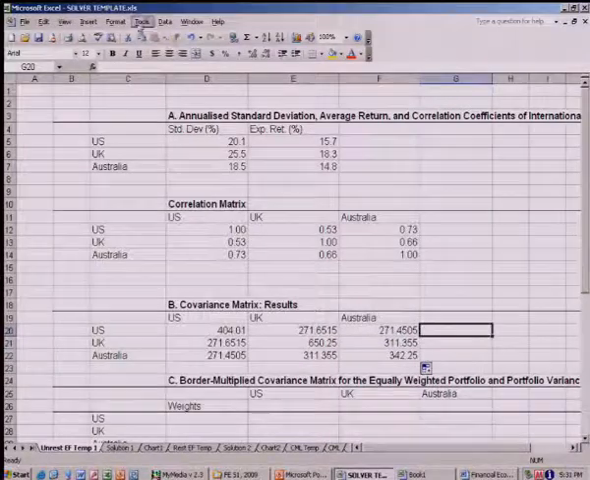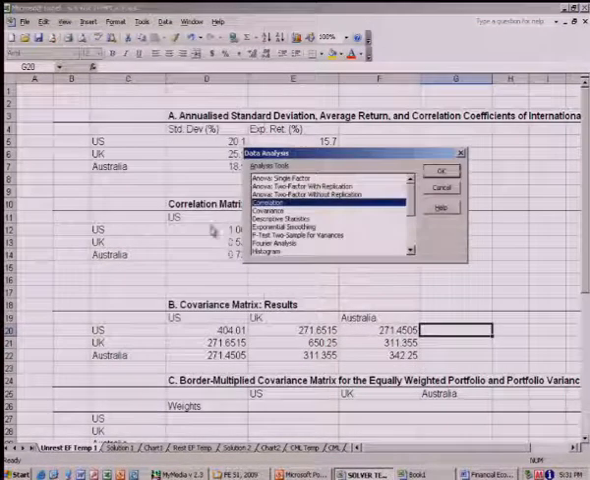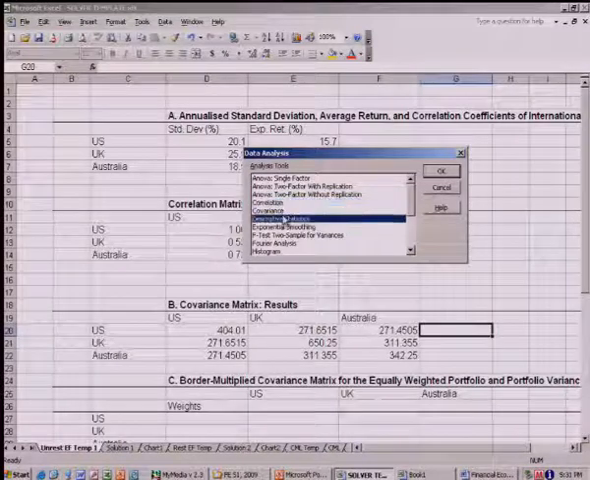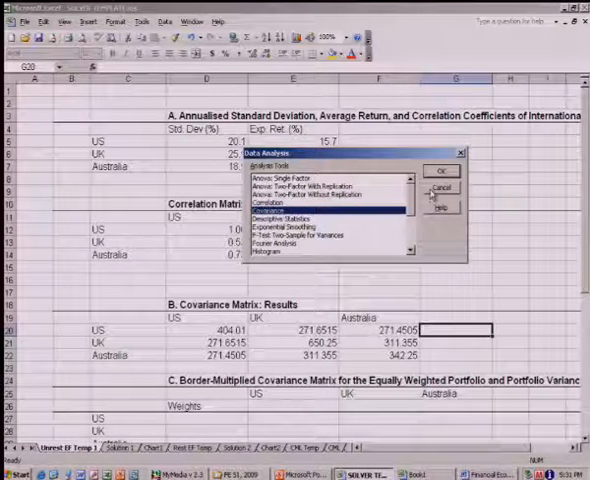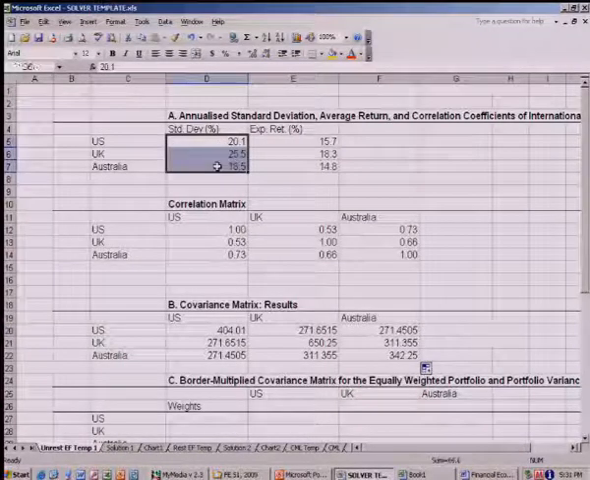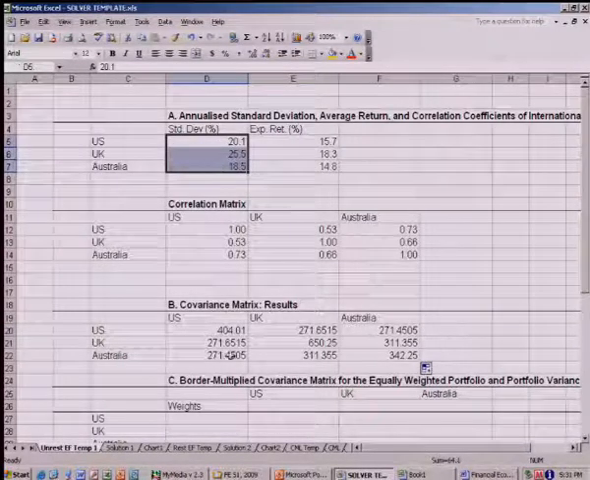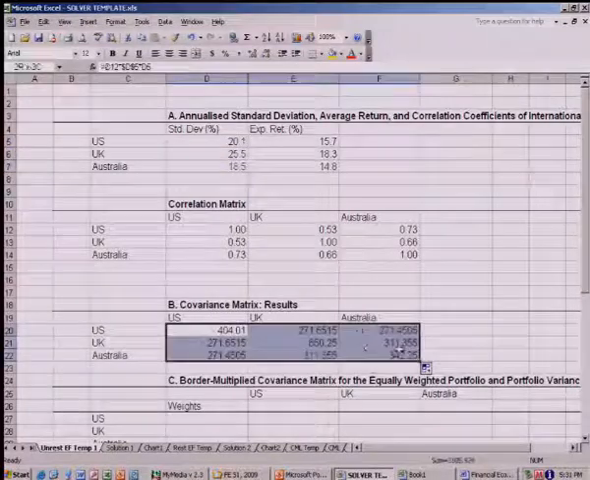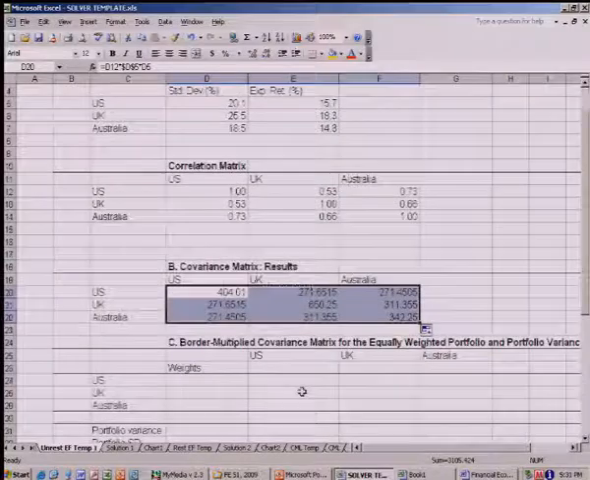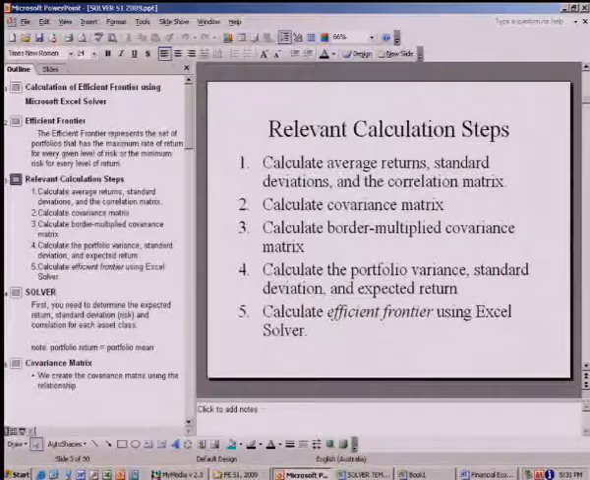Again, do not go to the tools and data analysis and do not use this tool here, because that is not going to calculate the covariance for us the way we want. The reason is because of the standard deviation. We're using a sample standard deviation in our calculations. So use this method that I just showed you. You have to do it basically manually here. So now that means we have completed step 2 of our calculations.